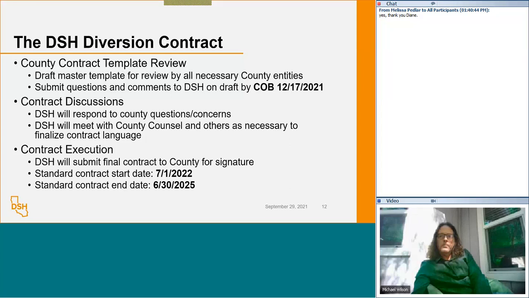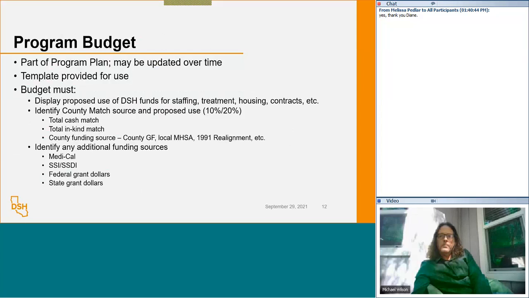So I'm going to go ahead and move on to the next piece of this, which is our program budget. Your team also received in that package from me yesterday a program budget template, and that's something that is submitted along with your program plan. It's technically part of your program plan, but it's just a separate document. We used an Excel format for that.